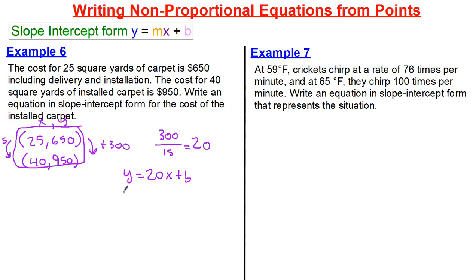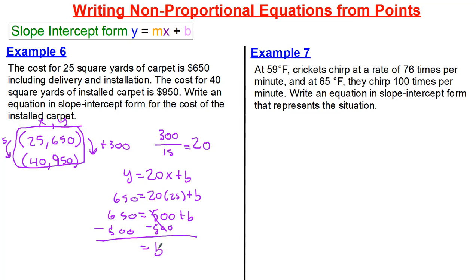Now let's just go ahead and plug in. We have 20 times 25 plus b is going to give me 650. So 25 times 20 is going to give me 500. So we have 500 plus a number gives me 650. If I minus 500 on each side, we're going to get b is equal to 150. So what is my equation? y equals 20x plus 150.